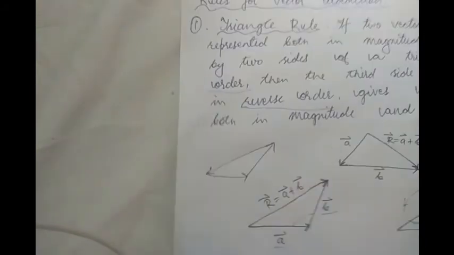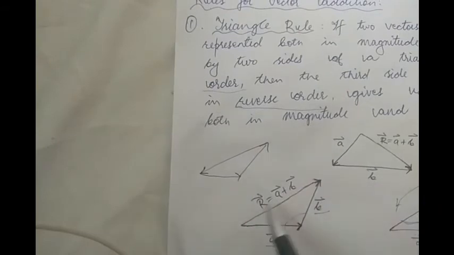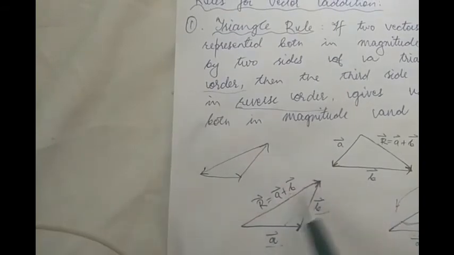Same in the case of the triangle rule also. Here is vector A, here is vector B. I've written R is A plus B. This does not mean I simply add their magnitudes. Remember, this is vector addition. Vector addition is completely different from scalar addition, because we also need to take into consideration the direction.